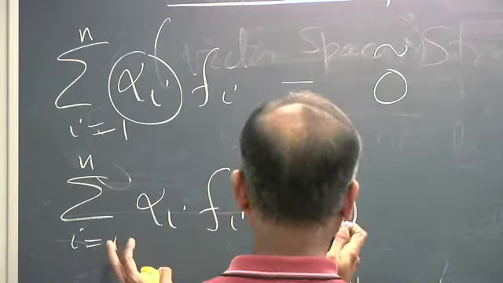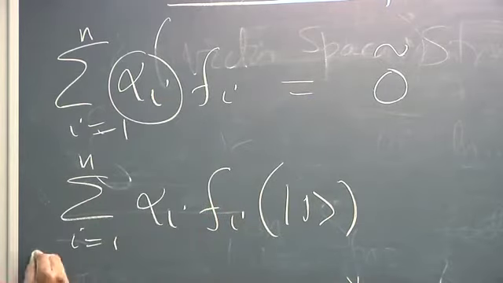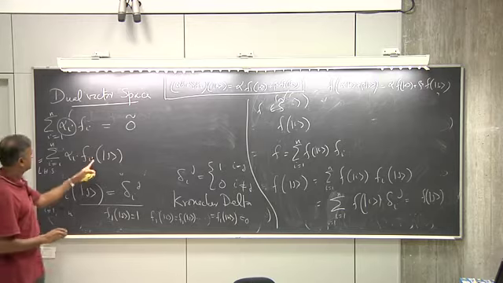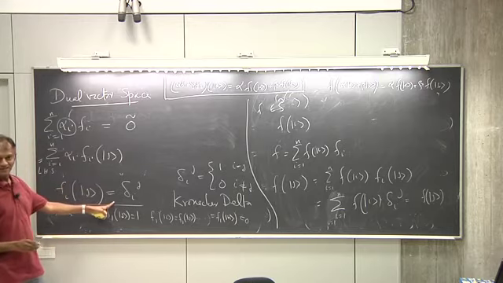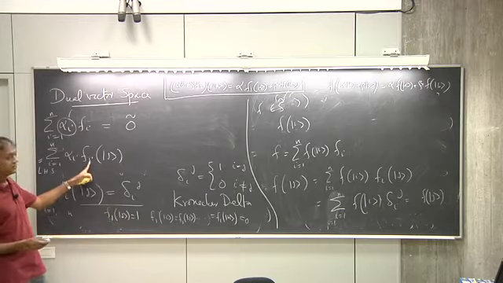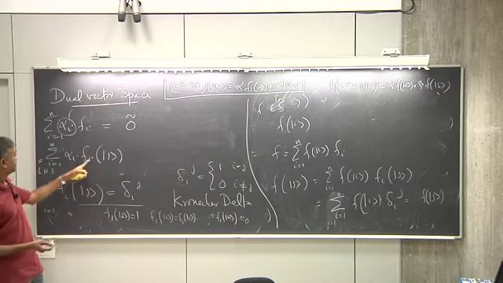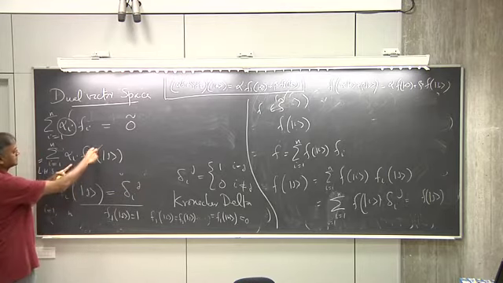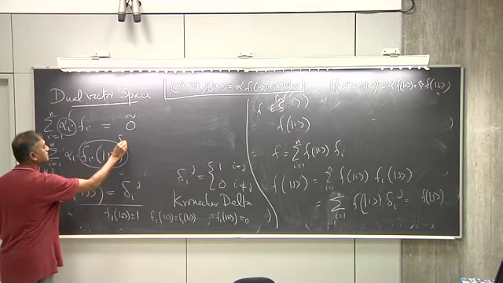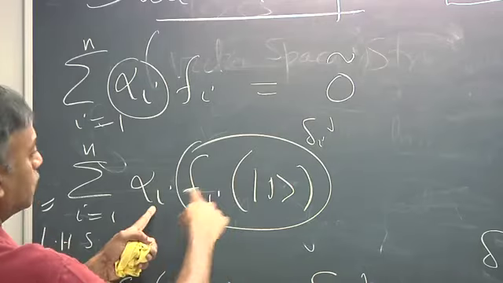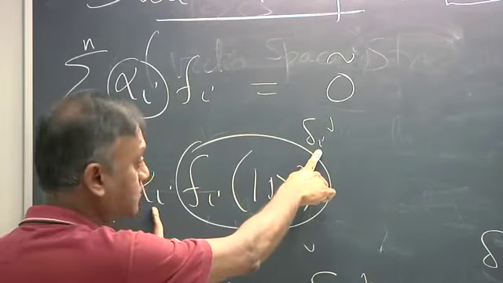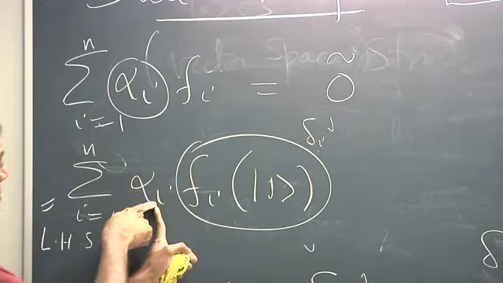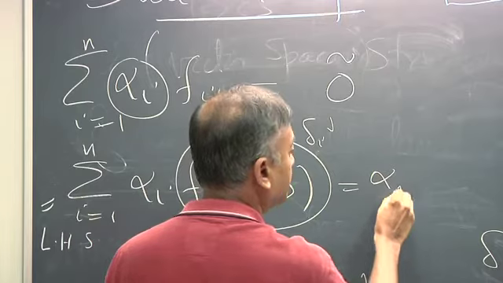This is the left hand side. Well, this is simply delta ij by definition, right? That's how I have defined f_i. And then again, you sum over i. The only contribution will come when i is equal to j. When i is not equal to j, this vanishes, right? So when i is equal to j, this just gives you alpha j, right?